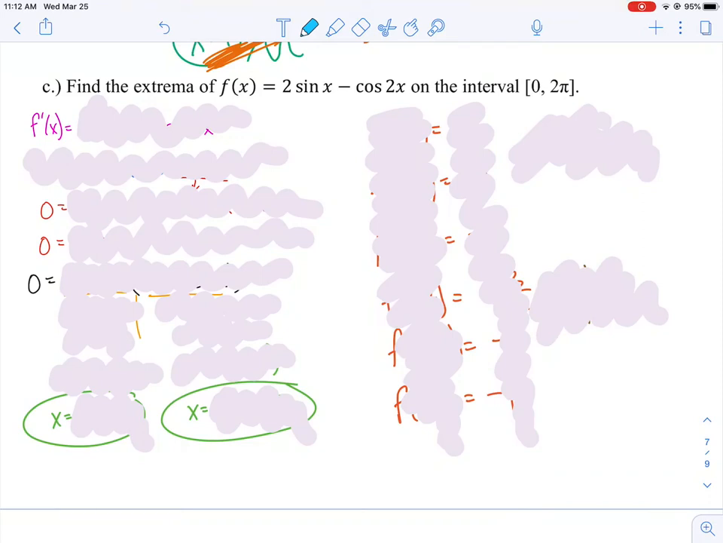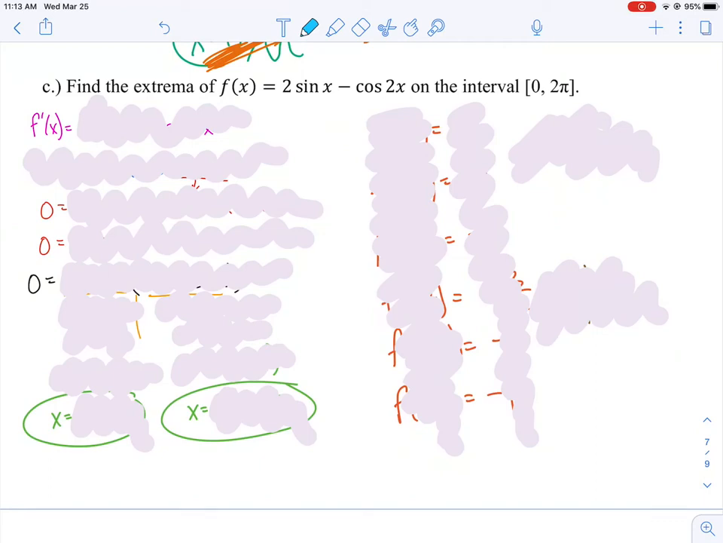So in example number 5C, it says to find the extrema, the absolute maximum and minimum of our function on the interval from 0 to 2 pi. So I know that if I want to find absolute maxes and mins, I need to figure out first what my critical numbers are. I then need to take those critical numbers and plug them into my original so I can see where I'm at. But I know my endpoints could be higher or lower, so I want to take those endpoints and plug them into the original and then compare all of those values. Okay, let's do it with trig this time.